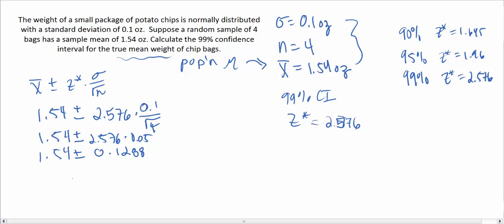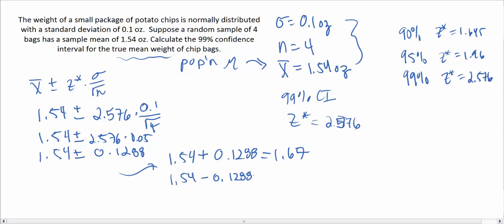And then to get the confidence interval, we can add for the upper bound 1.54 plus 0.1288, which gives us a value of 1.67. And the lower bound, 1.54 minus 0.1288, is equal to 1.41. So our 99% confidence interval, which I like to write like this, is from 1.41 ounces to 1.67 ounces. And I've just rounded a little bit there.